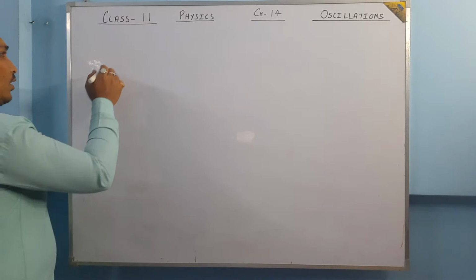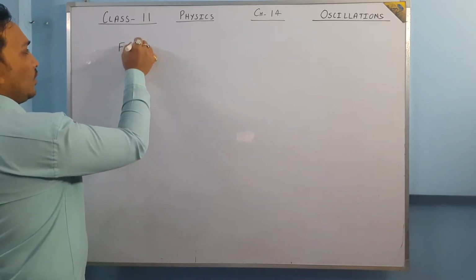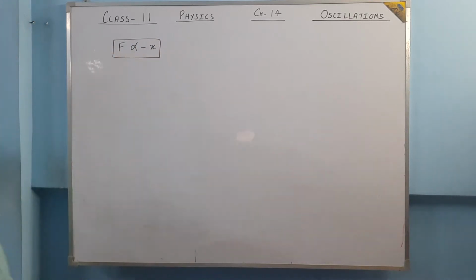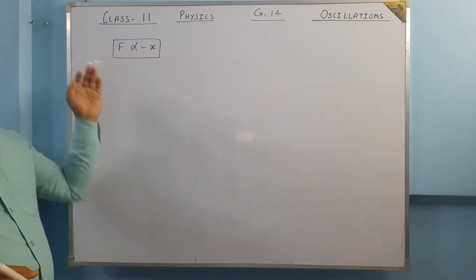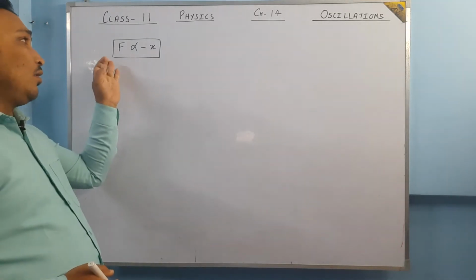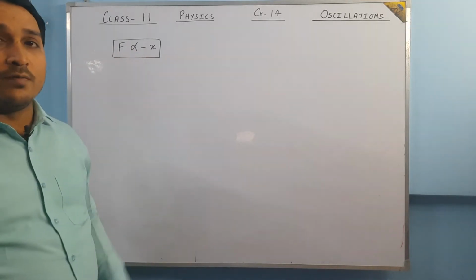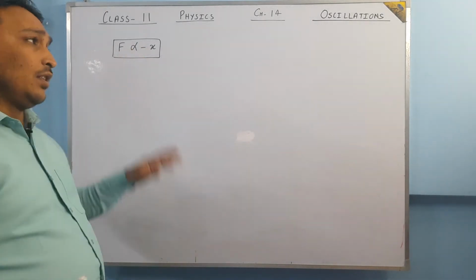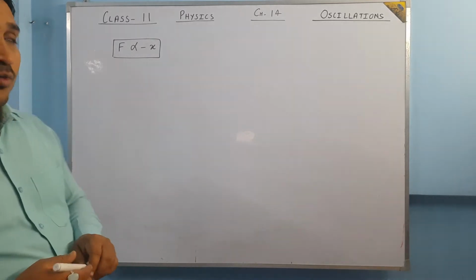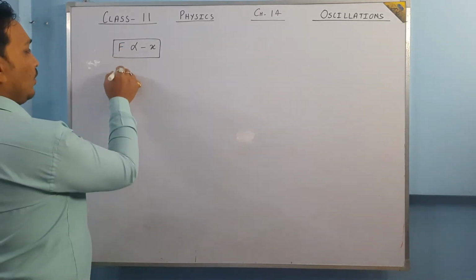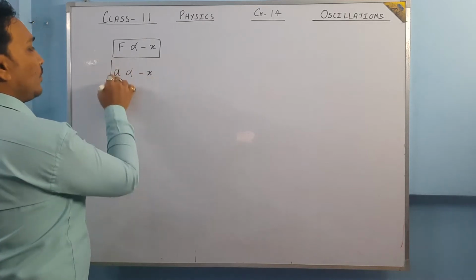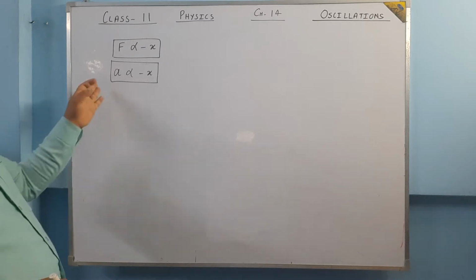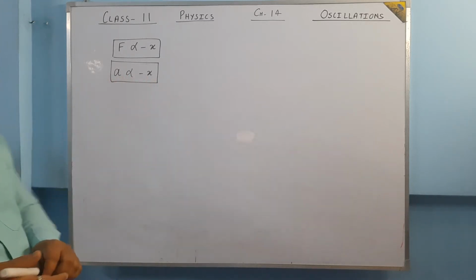First of all, we have understood that if a body is executing oscillatory motion, and the force acting on the body is proportional to the displacement from the mean position, and the direction of force and displacement is opposite, then the motion is said to be simple harmonic motion. From here we have reached this too: if the acceleration acting on the particle is proportional to minus x, then also it is SHM.